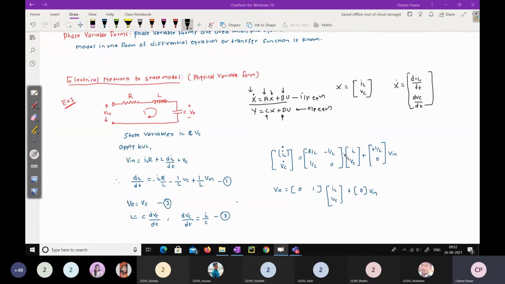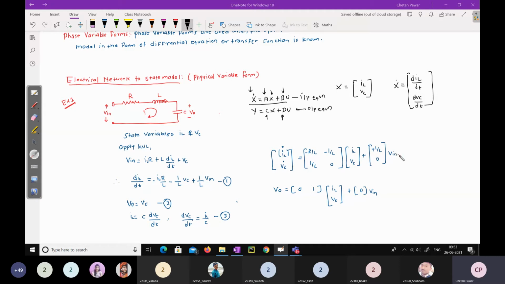So this is IL minus R by L into IL minus 1 by L into VC. So this will be minus 1 by L into VC, and 1 by L into V. Okay, so this is the input: 1 by L into V.